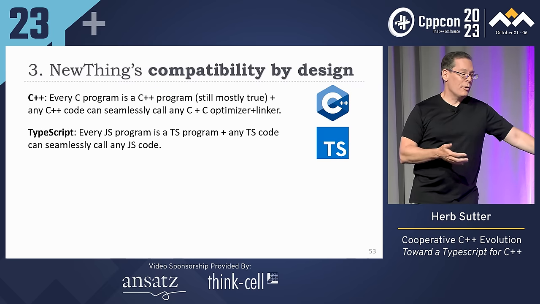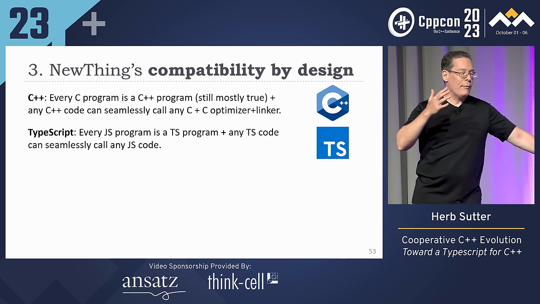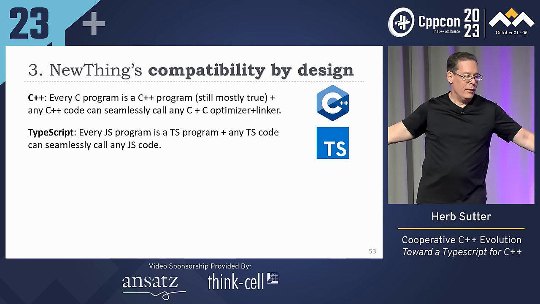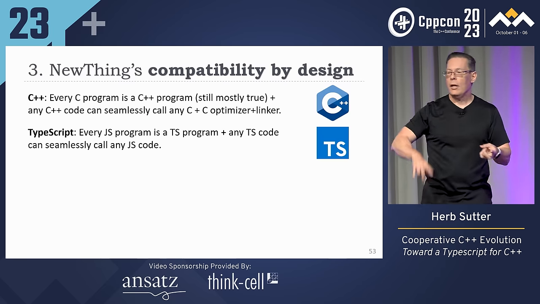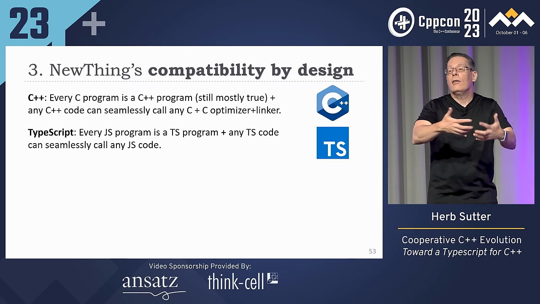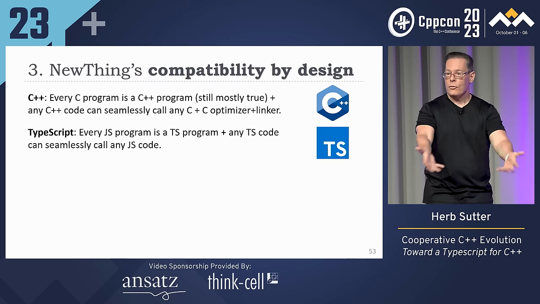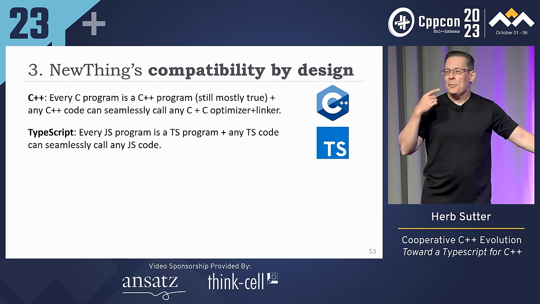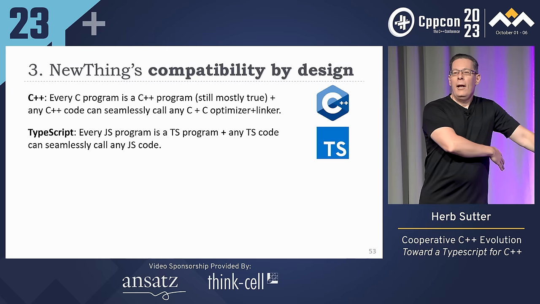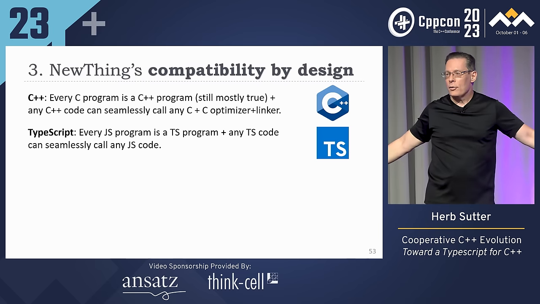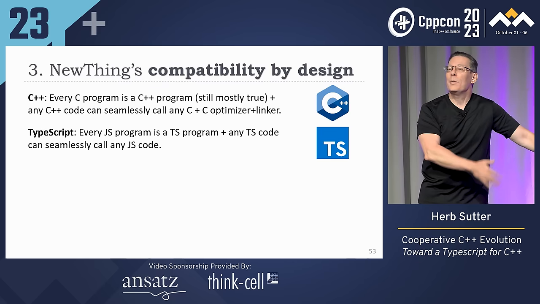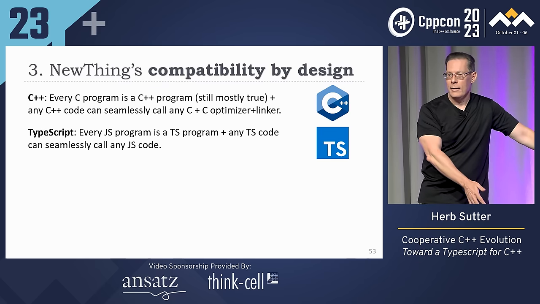TypeScript, every JavaScript program is a TypeScript program. Every TypeScript code can seamlessly call any JavaScript code with no thunking, no marshalling, no overhead. It just is JavaScript. It lowers to JavaScript. It just natively, seamlessly calls JavaScript. But it's more than that. They also run out of the box on every JavaScript implementation. All the JavaScript tools work on TypeScript programs because it's JavaScript, right?